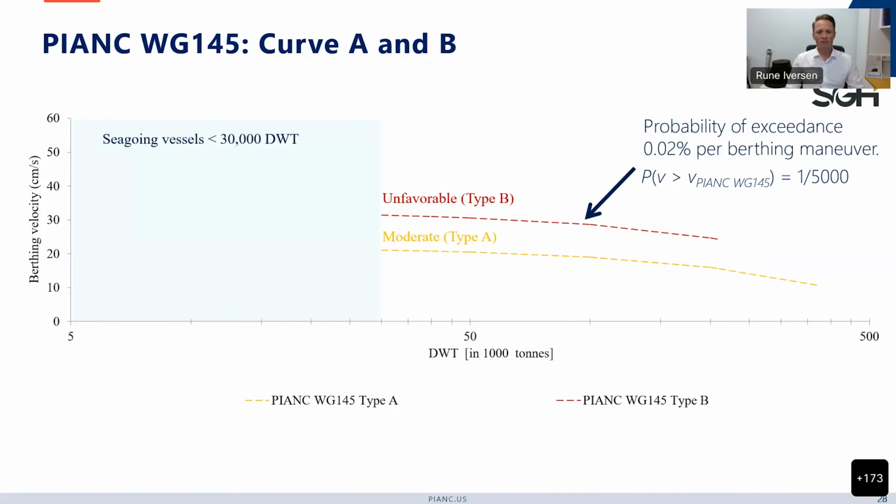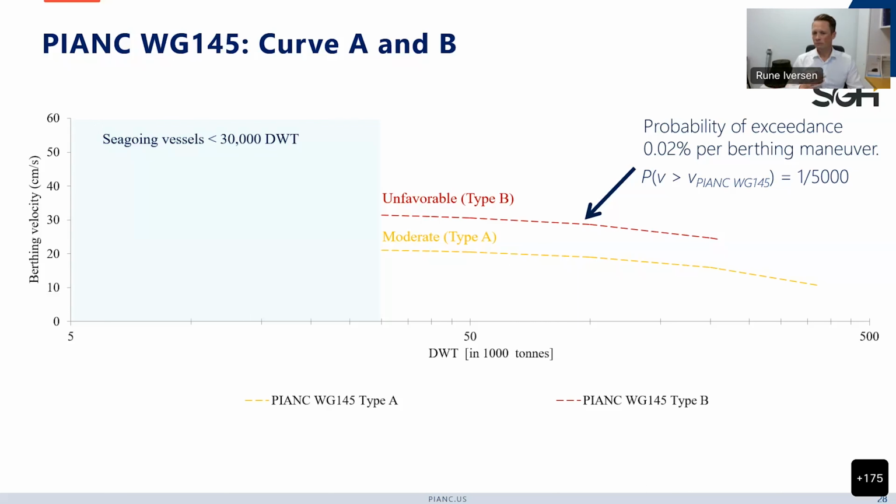So if we look at some of the data here, now we're looking at, again, the 50-year return period that I referred to. There's two curves that I'm showing you here: one for unfavorable conditions and one for moderate conditions. And I understand in PIANC Working Group 145, these were referred to as curve A and B. So we're looking at 1 in 5,000 berthing velocities, and the curves were developed for ships larger than 30,000 deadweight tons.